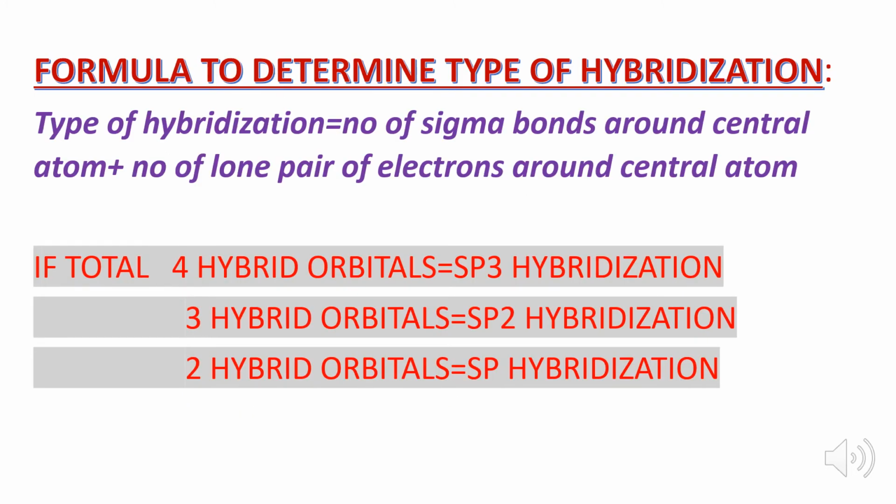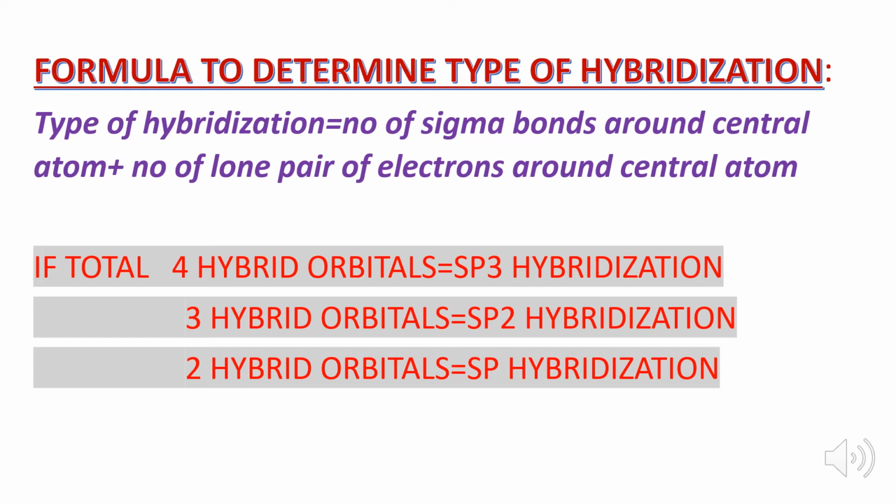Formula to determine the type of hybridization. We can easily determine the type of hybridization by using this formula: the number of sigma bonds or single covalent bonds around the central atom plus the number of lone pairs of electrons around the central atom. Note that all the single bonds are sigma bonds, and only the sigma bonds and the lone pairs of electrons are involved in the hybridization. Remember that pi bonds are not involved in the hybridization.